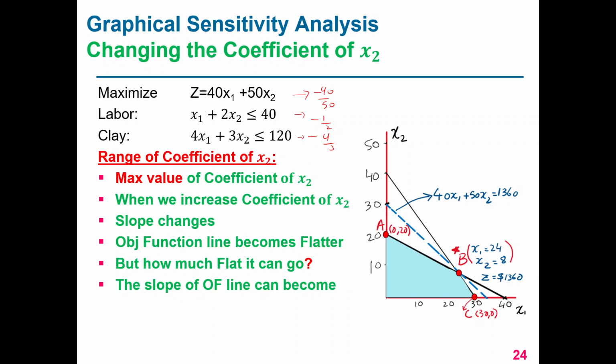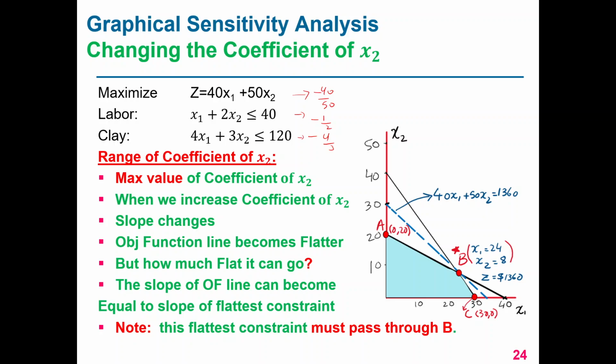slides. So the slope of the objective function line can become equal to the slope of the flattest constraint, because our feasible region is defined by the constraints. So we will look for the flattest constraint, but we have to make sure that this flattest constraint must pass through point B. In our case, it's the labor constraint, and it is luckily passing through point B.